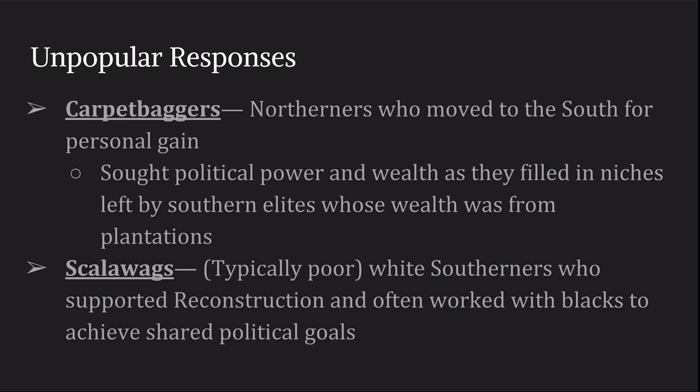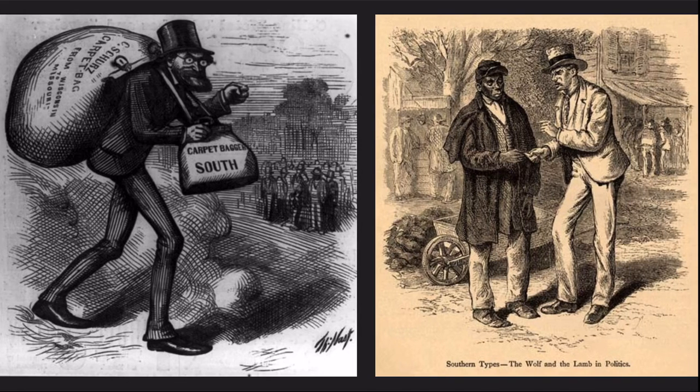Carpetbaggers and scalawags are both slurs that the North and the South used. Carpetbaggers were Northerners who moved to the South for personal gain. They wanted to fill in the political and economic niches that wealthy Southern elites had lost during the Civil War. Scalawags were typically poor white Southerners who supported Reconstruction, and they would often work with blacks and compromise to reach a shared political end. They would work together in politics. And here's one of each.